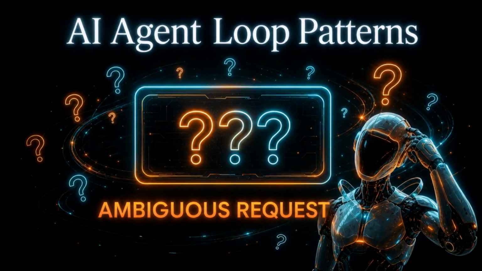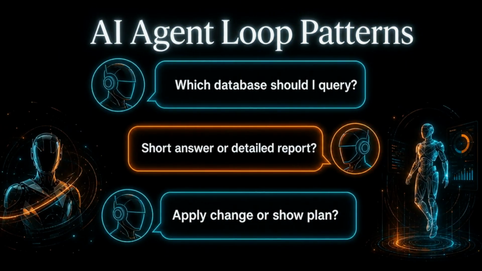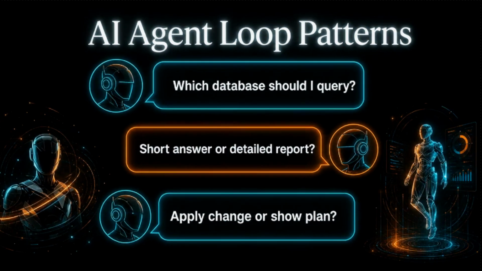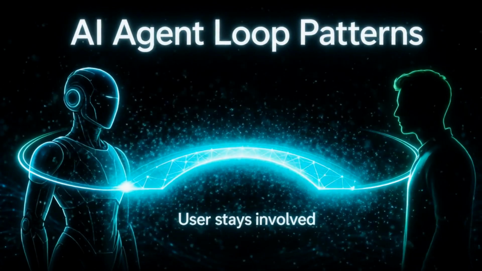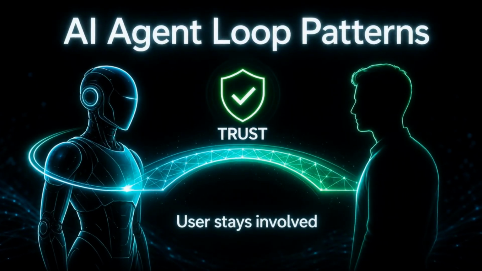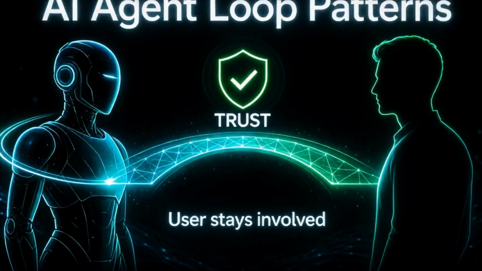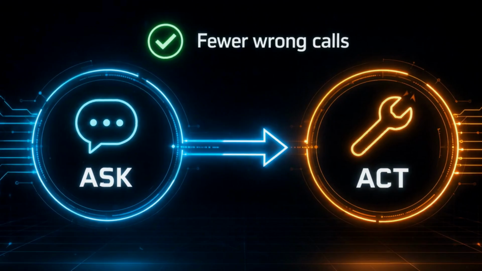Instead of guessing, the agent can ask a clarification question. For example, which database should I query? Do you want a short answer or a detailed report? Should I apply this change or only show the plan? This pattern improves trust because the user stays involved. It also reduces wrong tool calls because the agent can ask before acting.